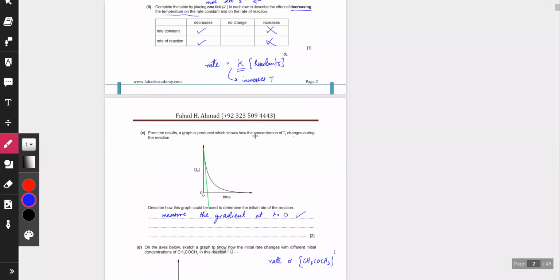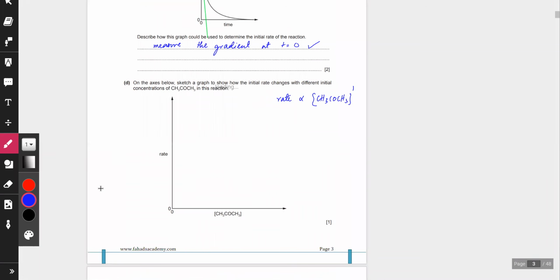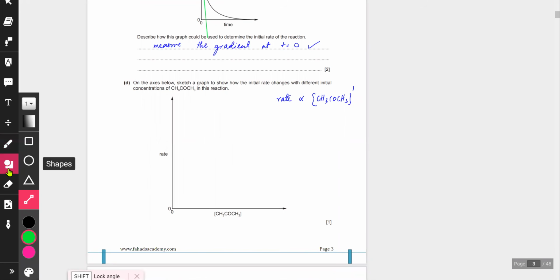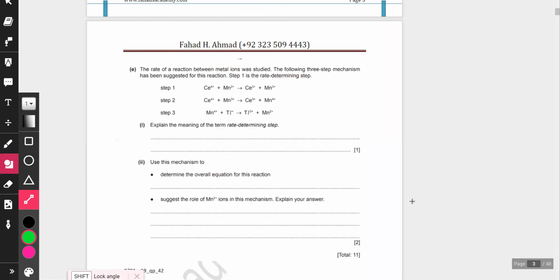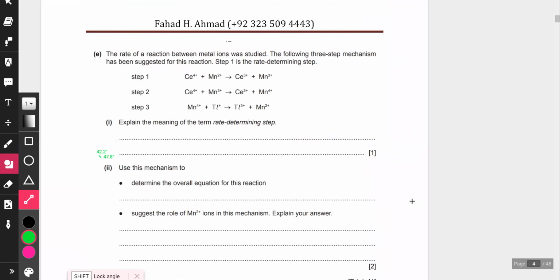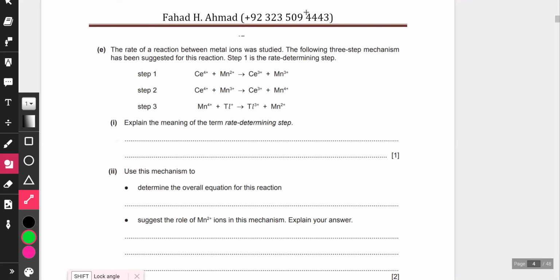What does that mean, directly proportional? How would the graph look for a directly proportional relationship? It's going to be a straight line. If you increase the concentration, the rate would also increase. That's it. The next one is: the rate of a reaction between metal ions was studied.